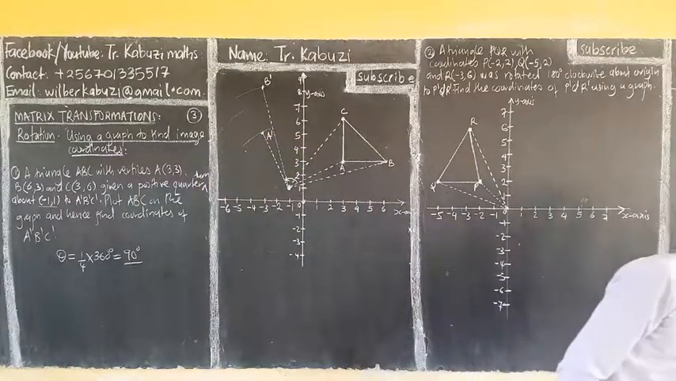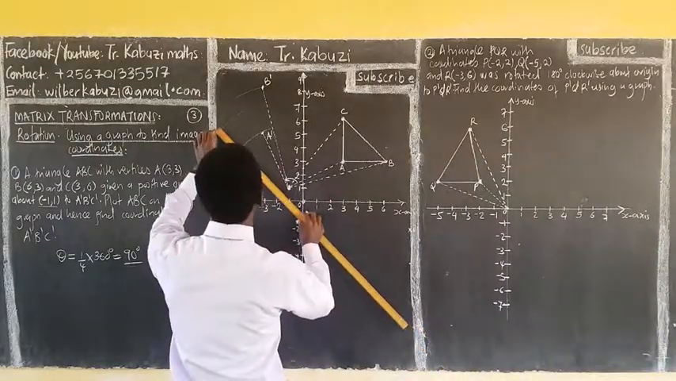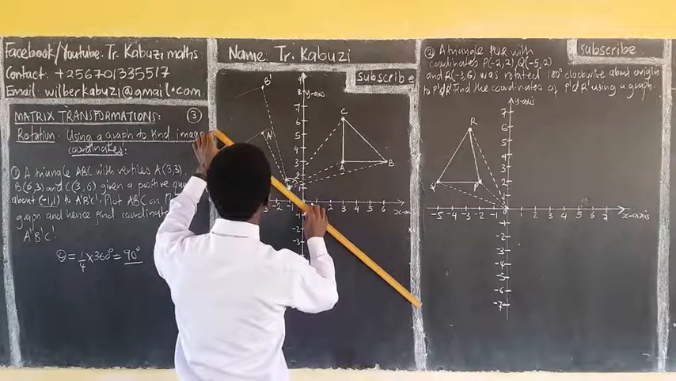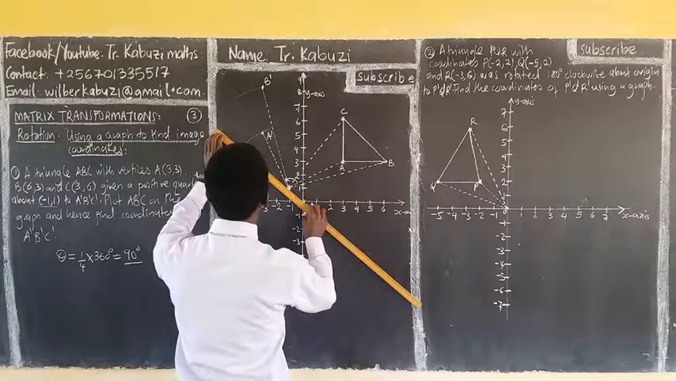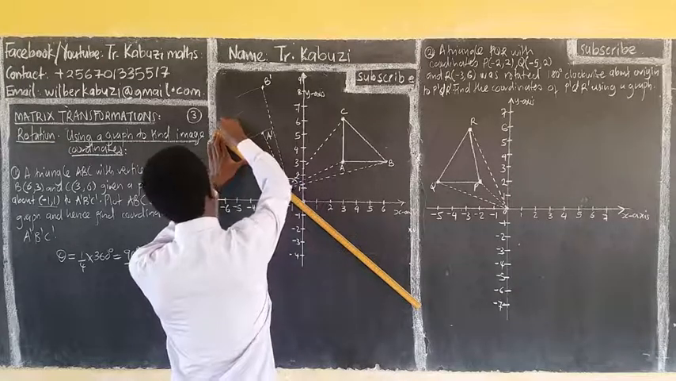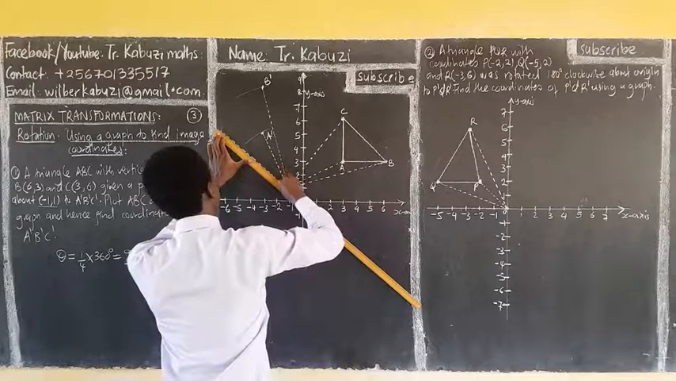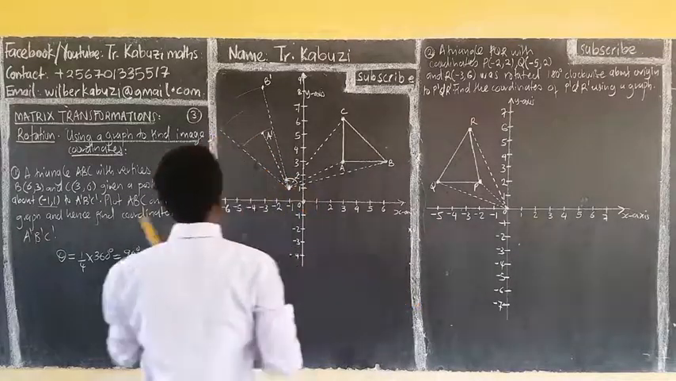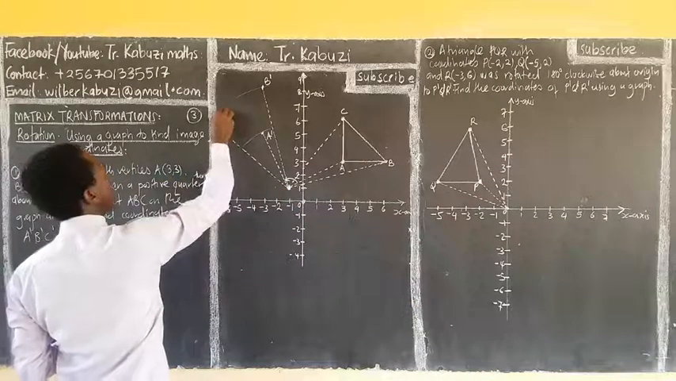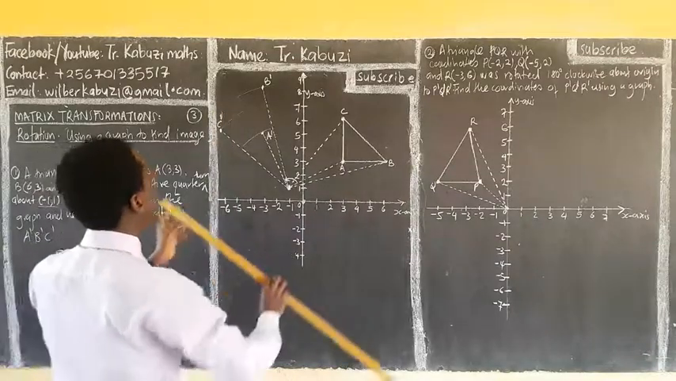Then from there, you get your ruler, and then you join from there now to the arc. This arc is helping us to measure the same distance. The distance from the center to the object should be the same as that of its image from the center of rotation. So this is my point, now C prime.